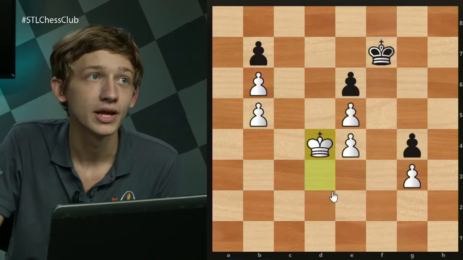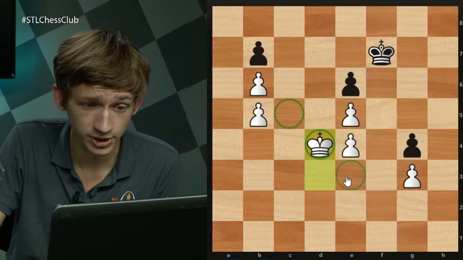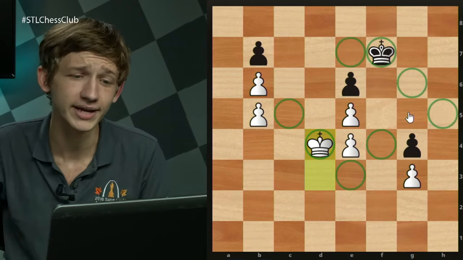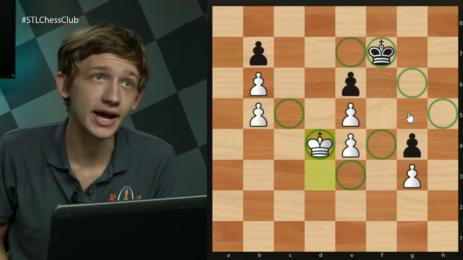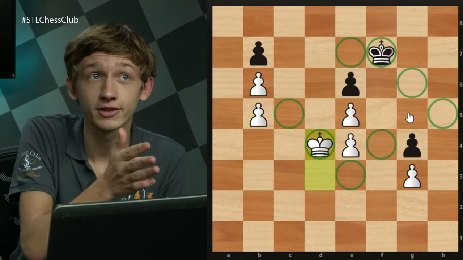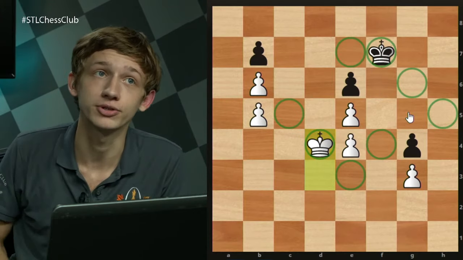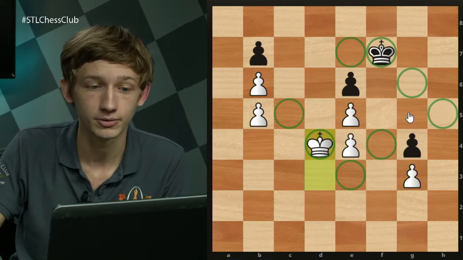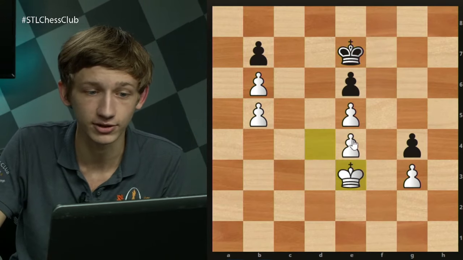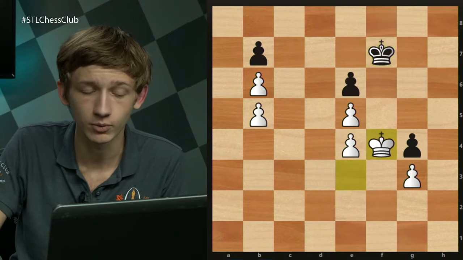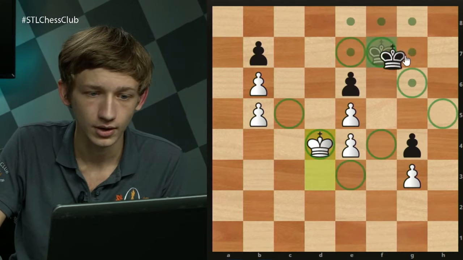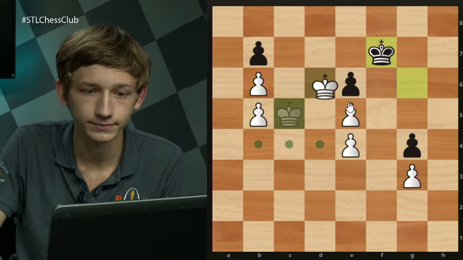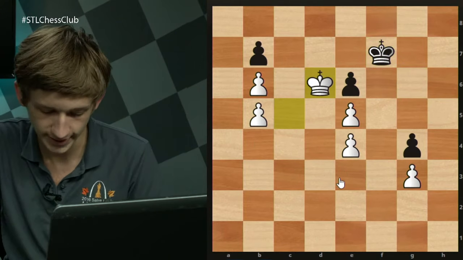Why is that? Well, it's because since we're on the shortest path, if you remember, which looks like this, Black now has to make a decision. He either steps to the left on the shortest path, or he steps to the right on the shortest path, and we can go whichever direction Black doesn't go. So King E7 would mean King E3, and we win. Or King G7 or G6 would mean King C5, and we win. Just that easy.